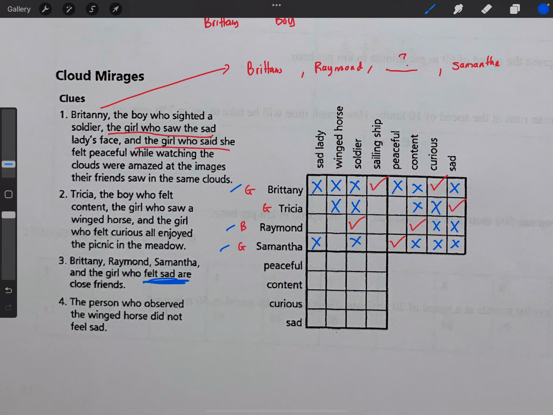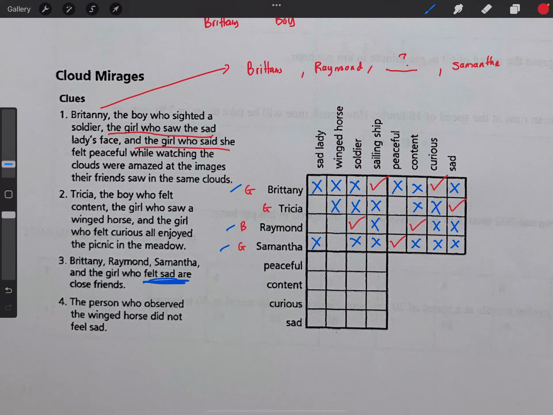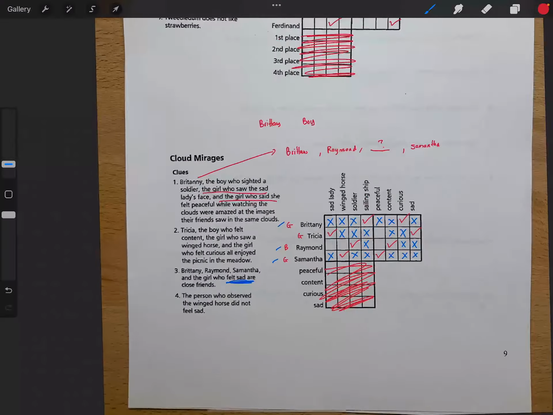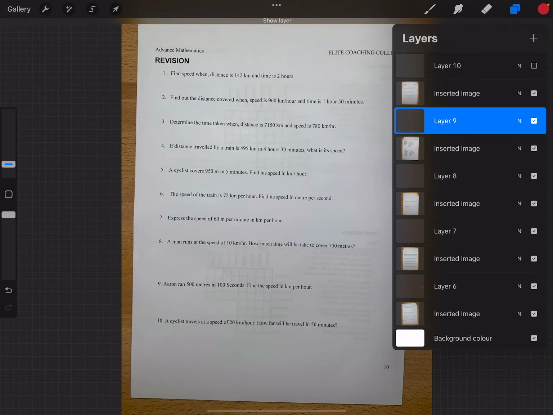So what does that leave us with? Let's cross out this one as well. That means that the person who saw that sad lady's face must be Trisha. And then Samantha is the winged horse. There you go. And that's it. We don't need to use this one. Okay, let's go to the next page. That took a while.